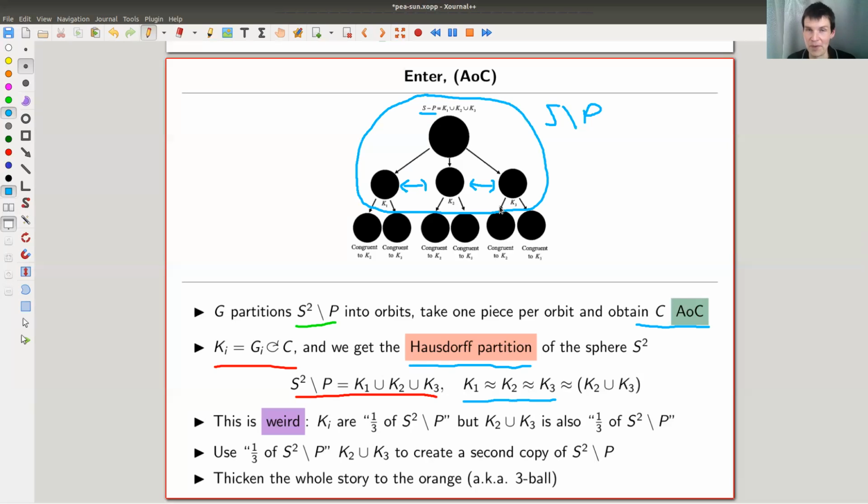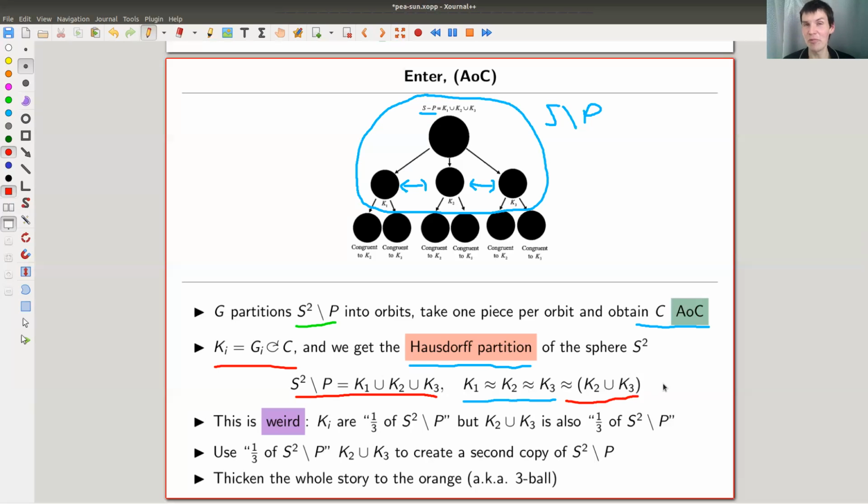And now comes the Hausdorff partition. Now Hausdorff tells you that all of them are actually also congruent to K1 union K2. And now we are in trouble in some sense, because if K2 is a third and K3 is a third, what is then K2 union K3? It should be 2/3. But on the other hand, it's still congruent to K2, so it's still 1/3.